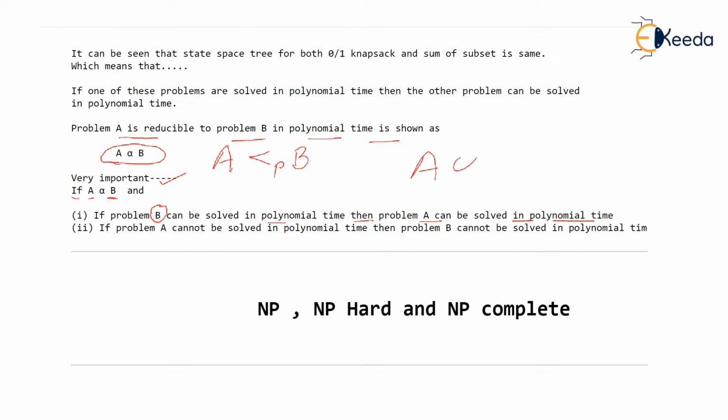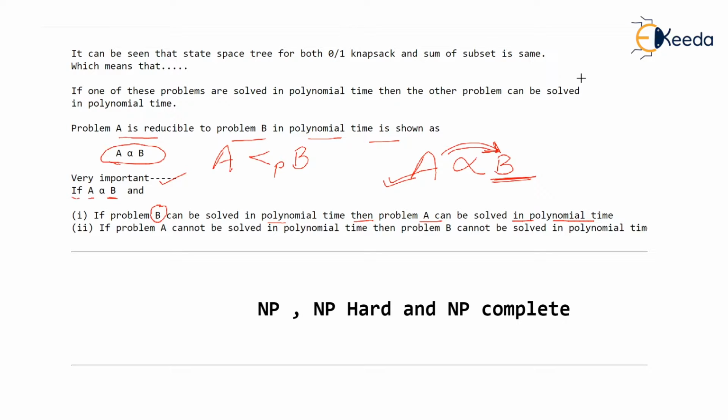Let me say it again, I am writing it here. If A is reducible to B in polynomial time, that is, the reduction or conversion can be done in polynomial time, and if there exists a polynomial time algorithm, a P time algorithm, to solve problem B, then there surely exists a P time algorithm to solve A.